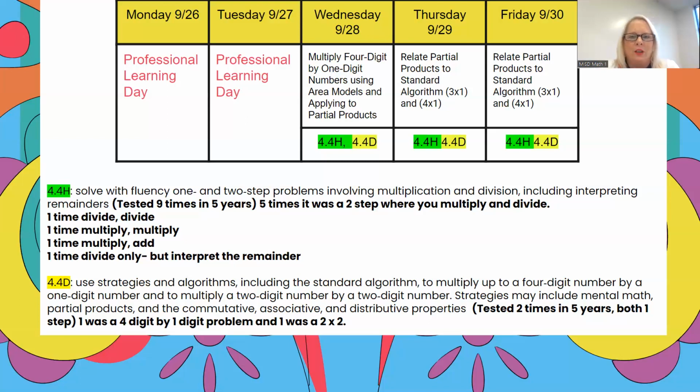But the reason we're looking at 4D so heavily is because it really helps us when we start with the area model and then move to partial products and then move to the standard algorithm. It helps students not make those silly mistakes when they're having to regroup.